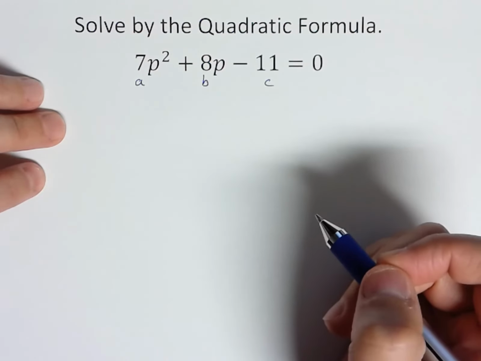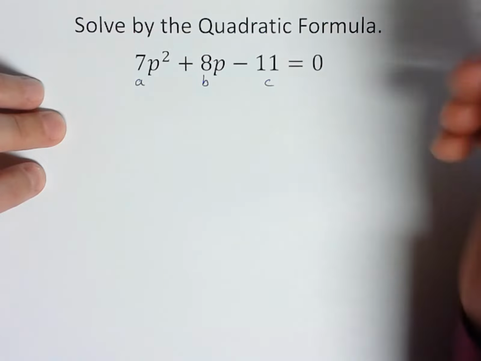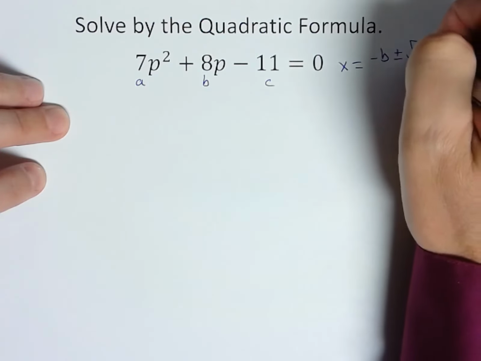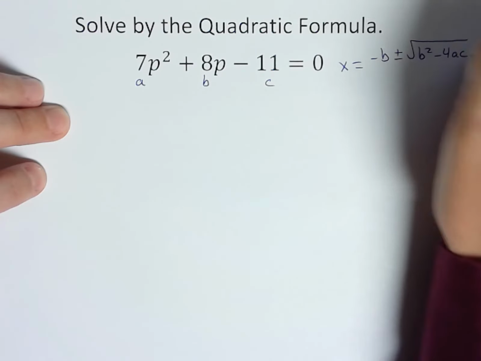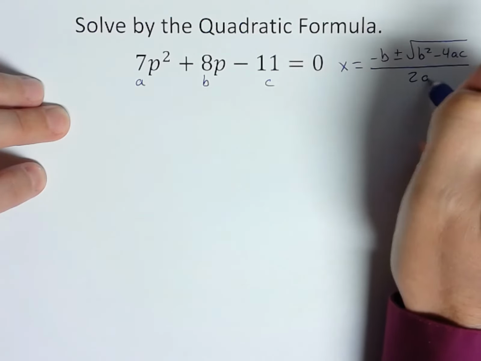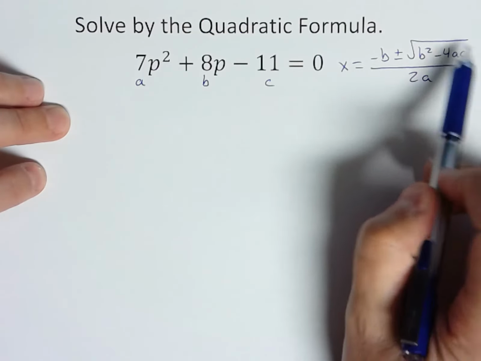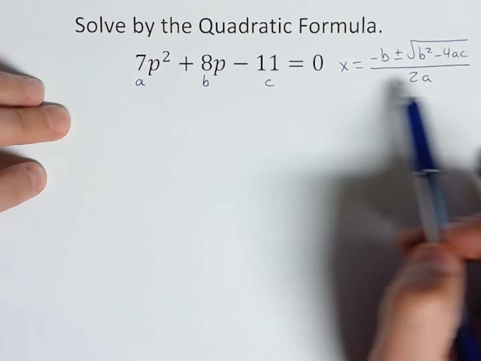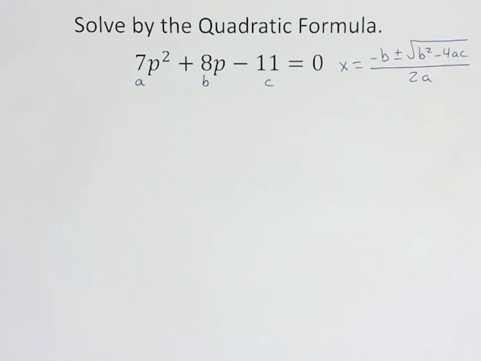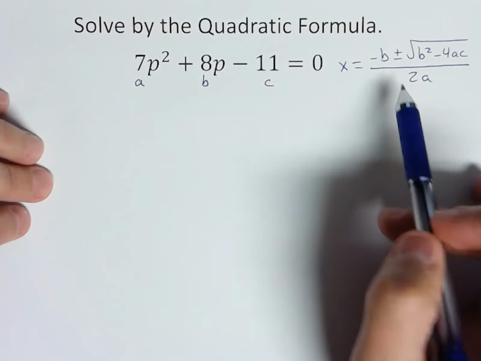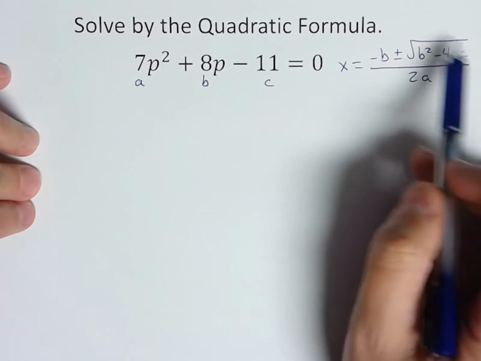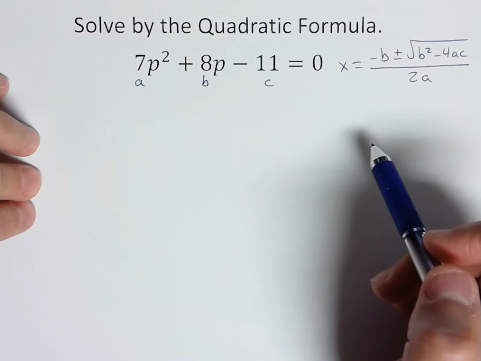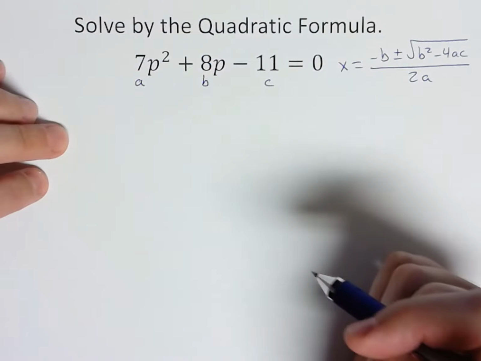In fact, let me just write the quadratic formula here to refresh our memory. X equals negative B plus or minus the square root of B squared minus 4AC, all over 2A. Now, if you're going to use the quadratic formula, you should know this. It's not going to be provided for you in a college algebra class like this, so it's not hard to come up with. This is something I would go ahead and remember and practice.